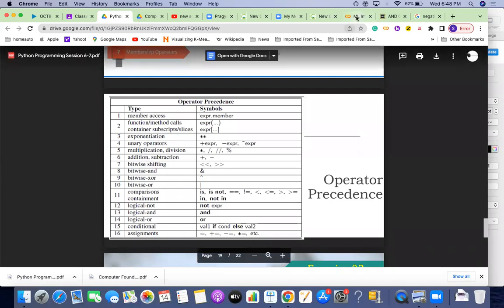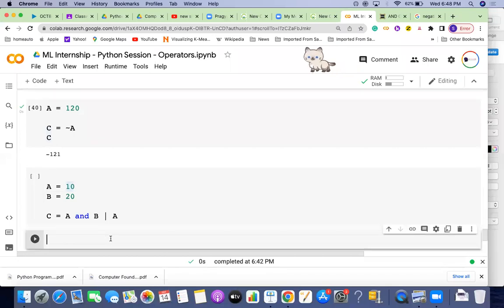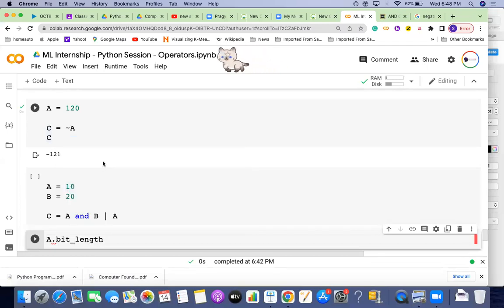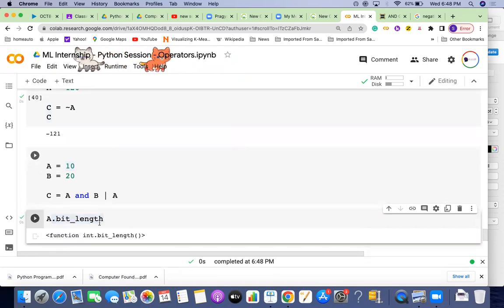Member access is something like I told you. For example, if a is an integer, then a dot, and whatever operation you are trying to do, like bit count or bit length. This is called member operations. They have the highest priority, so member operators will work first.